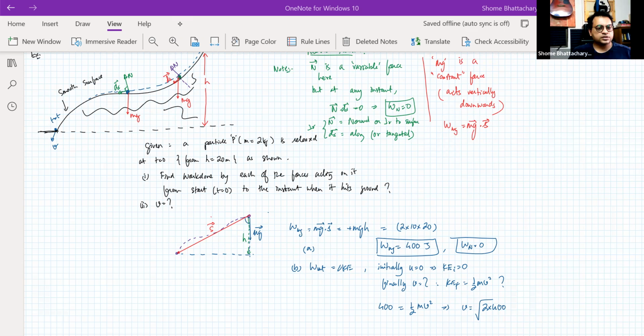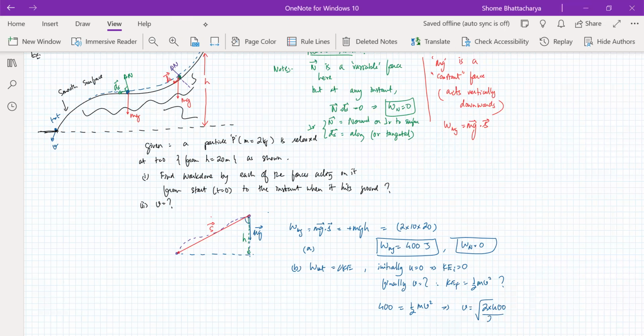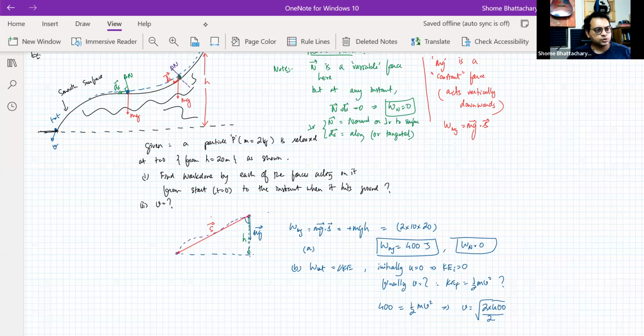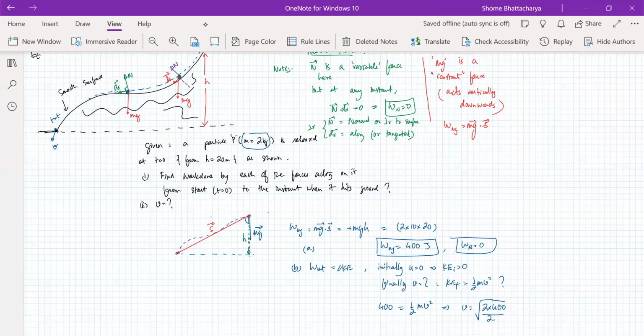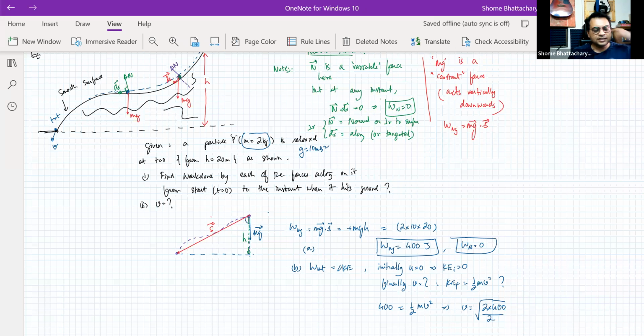Yeah, beta, what was your question? For mg over there, mg is, oh, okay, sorry. Mass was 2 kg, I think. Yeah, got it. G I'm taking as 10. Otherwise, you can take G as 9.8 also, but here I'm taking it as 10.